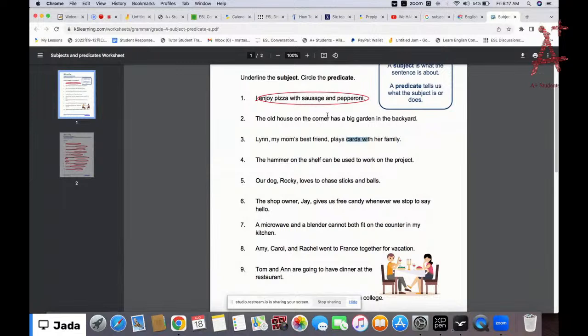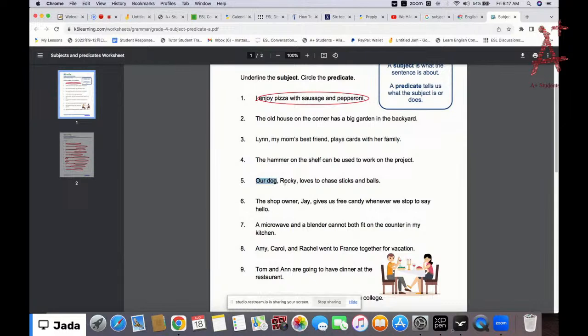Okay, you're only telling us "my mom's best friend," and we do not know who you're referring to, right? Now, the hammer on the shelf can be used to work on the project. So now the hammer is the only subject here, because that is what we can use to work on the project. Okay, so we're going to use the hammer.